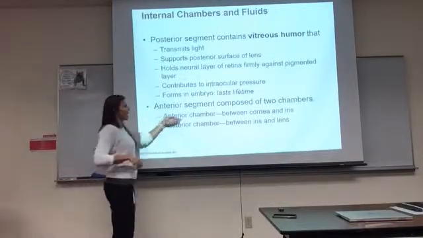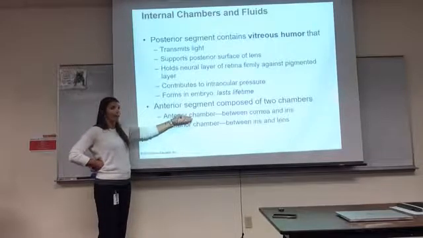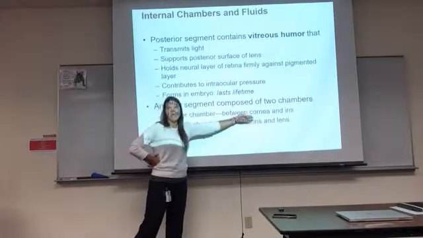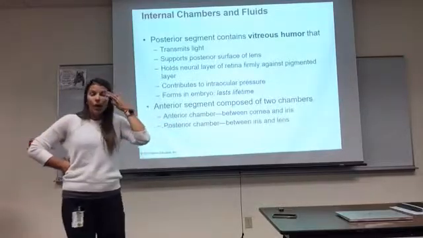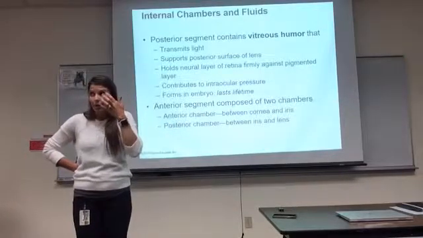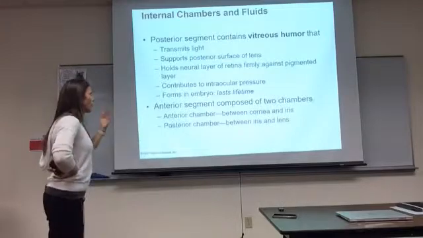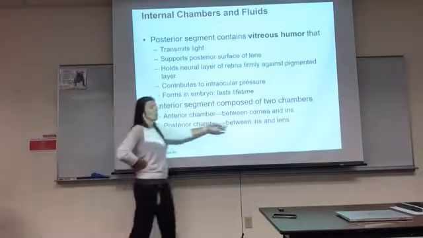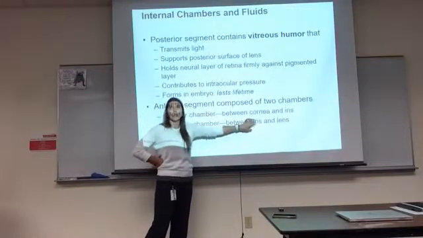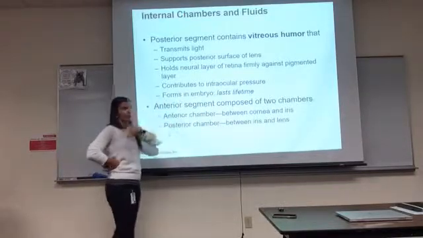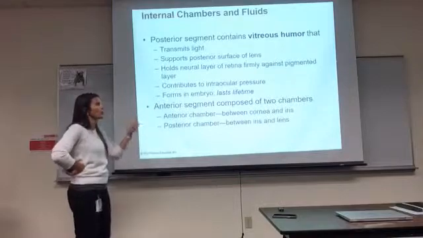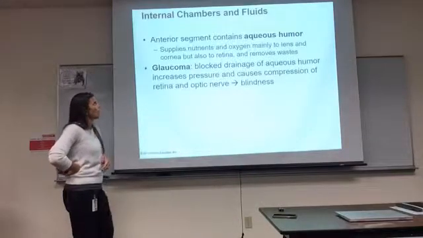Okay? The anterior chamber is defined as being between the cornea and the iris. So the cornea is the very outside, that clear part, and then the iris is the colored part. The posterior chamber is between the iris and the lens. So this is putting clear, distinct reference points so that you can tell exactly where this is located.